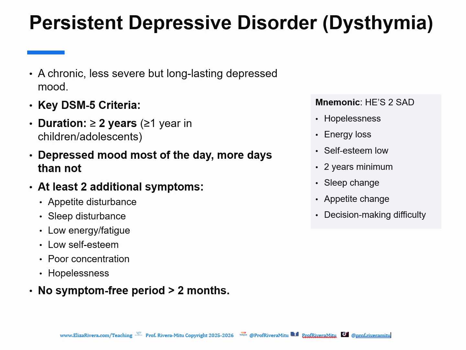This is chronic. Also, patients must not be symptom-free for more than 2 months at a time. Many will say, "I've always been this way." For the exam, know this is commonly comorbid with MDD, termed double depression. You can remember this with the mnemonic "He's too sad": hopeless, energy loss, self-esteem low, 2 years minimum, sleep change, appetite change, and decision-making difficulty.